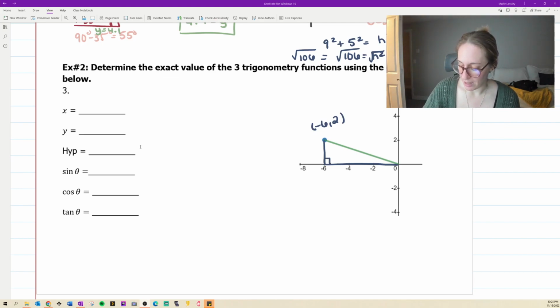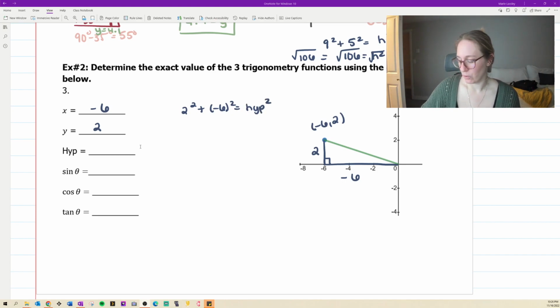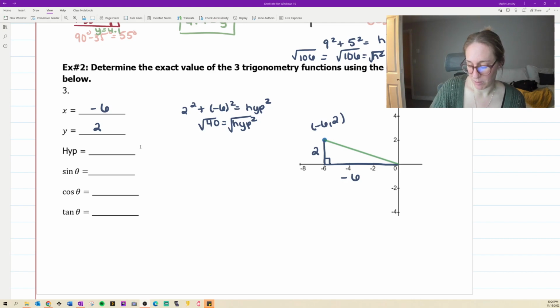All right, I know that my x-axis is -6 and my y-axis is 2. So I can go ahead and start filling in some pieces here. This is going to be -6, this is +2. My hypotenuse would be 2 squared plus -6 squared is my hypotenuse squared. So 4 plus 36, so is that 40? So I square root, so that's going to simplify to 2 root 10. So 40 would be 4 times 10. 4 simplifies to 2. That is my hypotenuse. So 2 root 10.